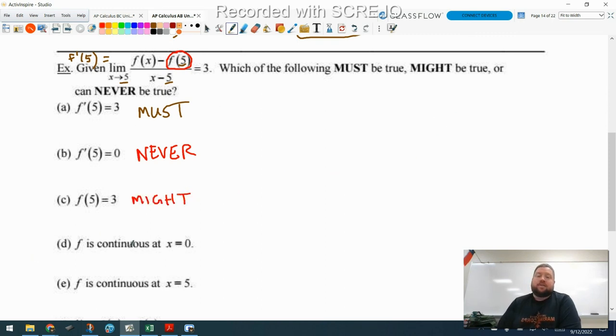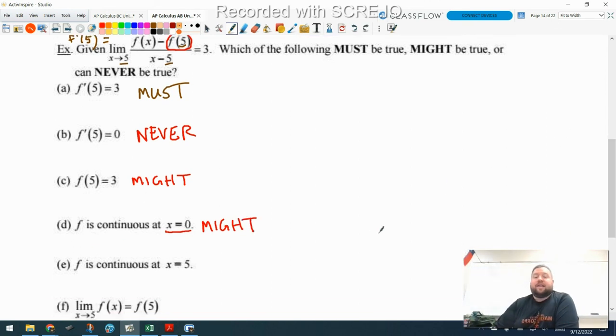All right, f is continuous at x equals 0. Well, we know there's a relationship between derivatives and continuity, but what we don't know anything about is x equals 0. We know something about x equals 5, but we don't know anything about x equals 0. So could it be continuous at 0? Yep, certainly could, but we don't know that for sure.